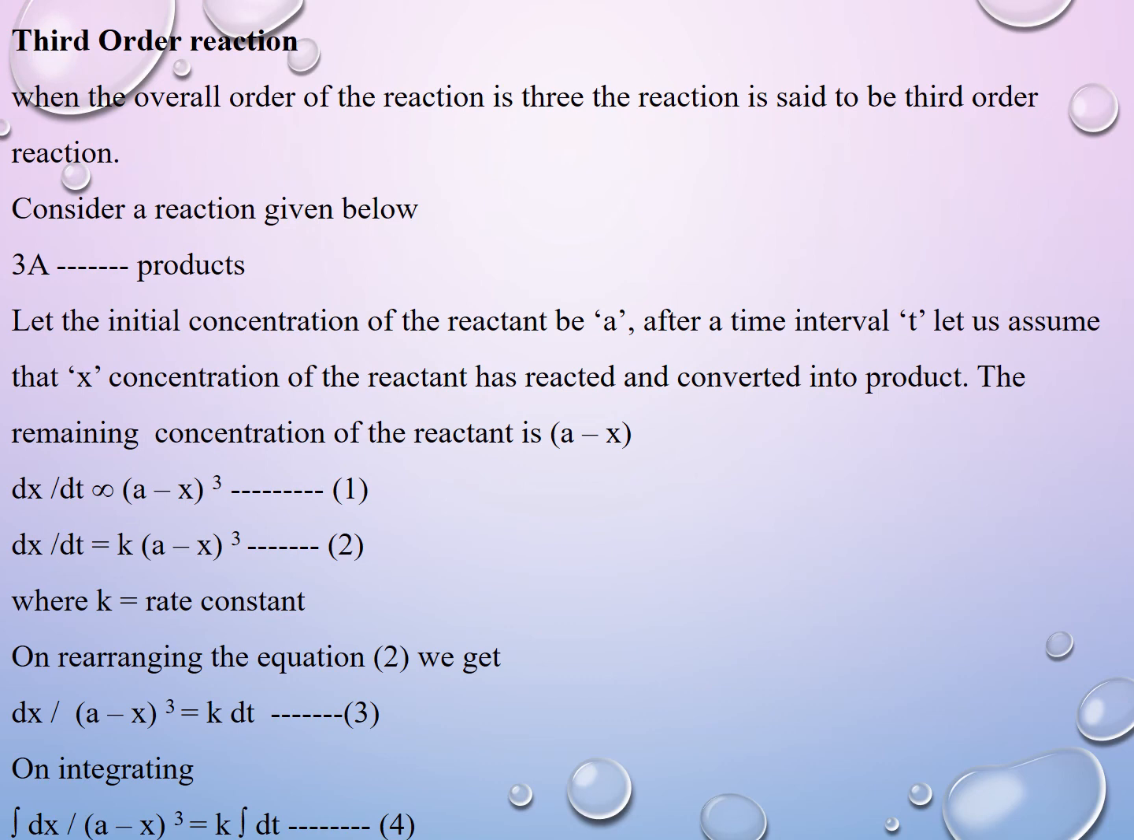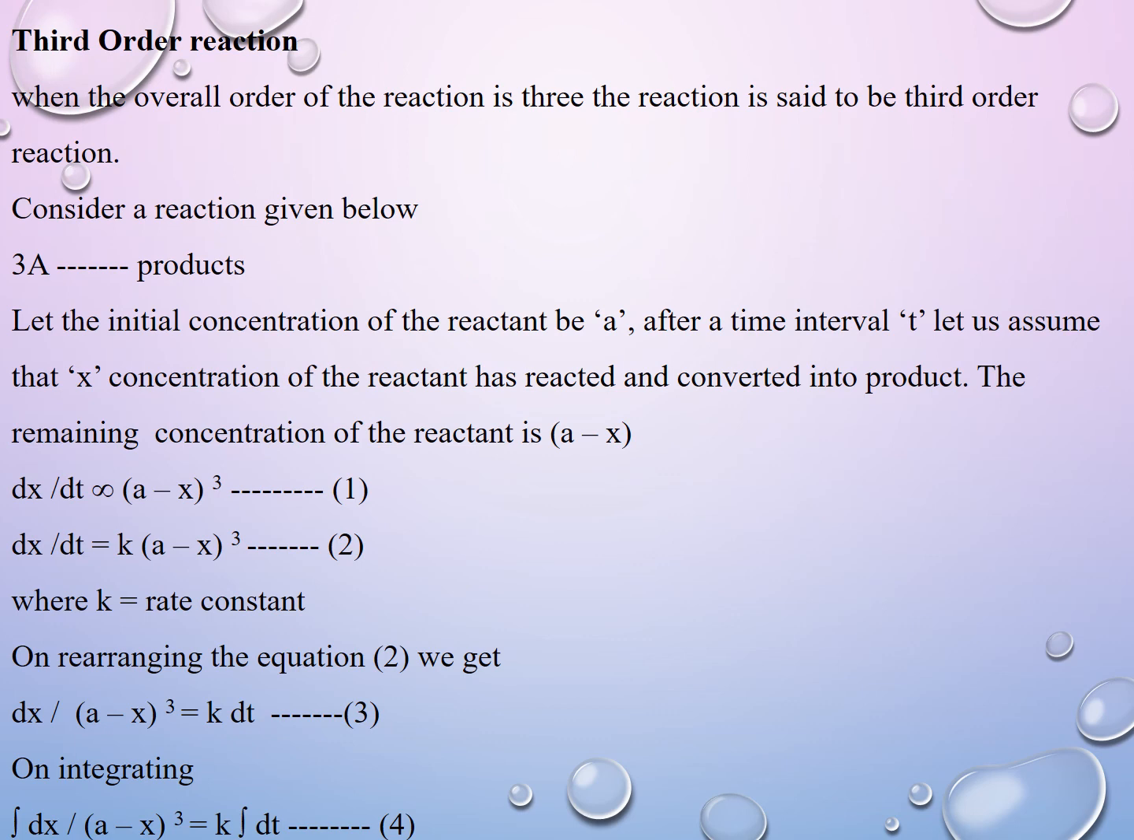When the overall order of the reaction is 3, the reaction is said to be a third order reaction. Consider a reaction given below, that is 3A gives product. As told previously, let the initial concentration of the reactant be a. After a time interval t, let us assume that x concentration of the reactant has reacted and converted into product. Now the remaining concentration of the reactant is a minus x.